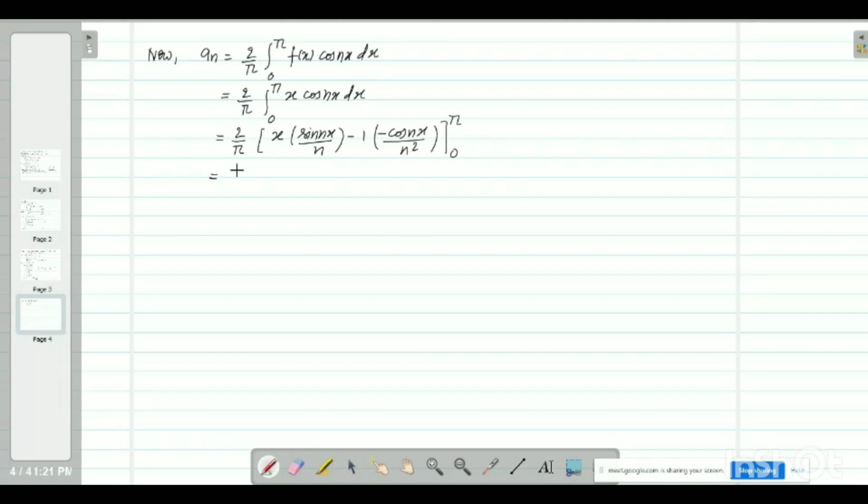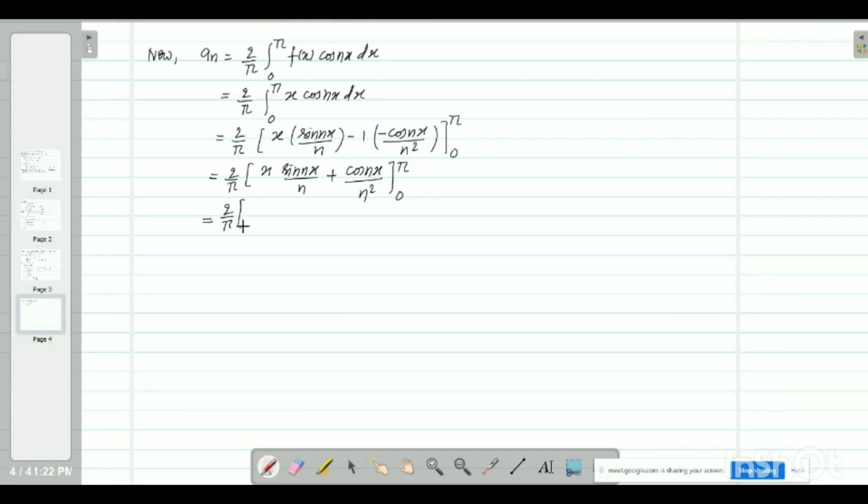So this is equal to what? 2 by pi, x into sin nx upon n, minus minus goes plus cos nx by n square. Okay, and providing limits 0 to pi. Okay, so this is 2 by pi.